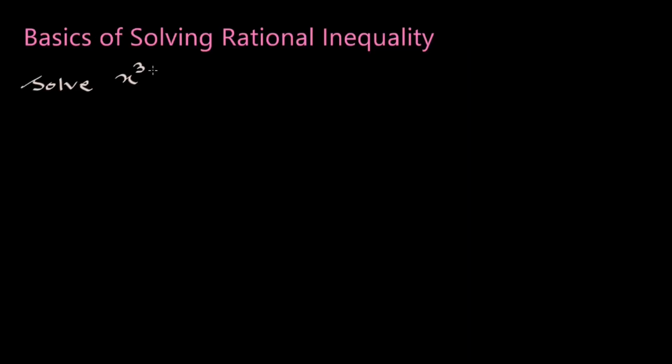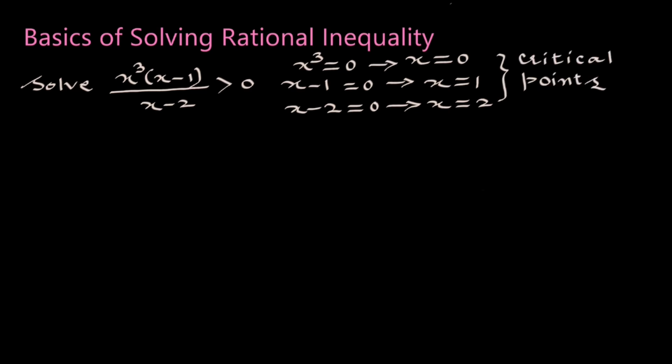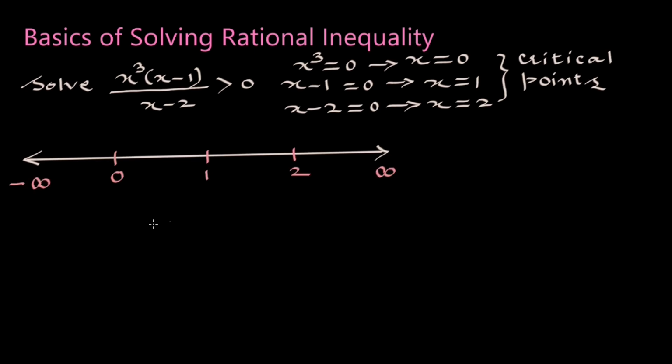Solve x cube into x minus 1 upon x minus 2 greater than 0. First we will write polynomial equations. x cube equals 0 giving x equals 0, x minus 1 equals 0 giving x equals 1, and x minus 2 equals 0 gives x equals 2. So these are the critical points. We will plot these critical points on a number line: 0, 1, 2, negative infinity, positive infinity.